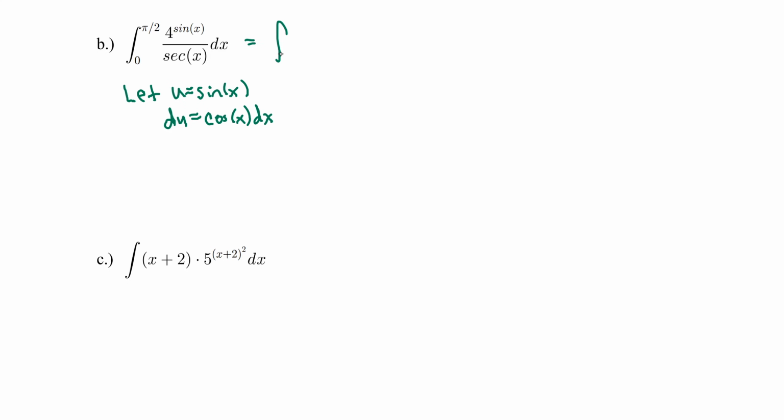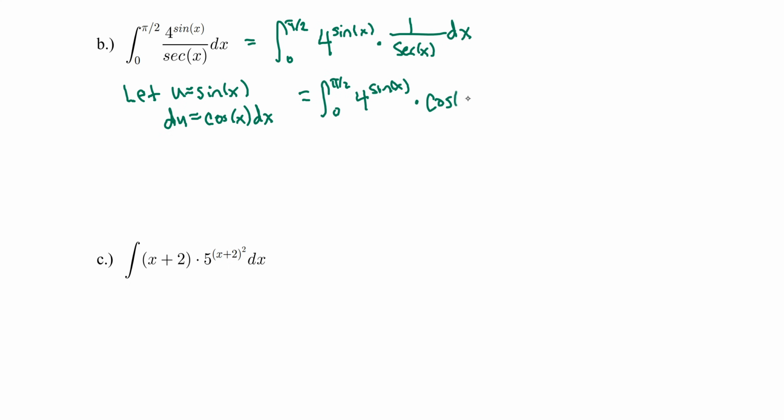Now, our next goal is to rewrite this integral completely in terms of u. So before I do that, let's recognize that the secant in the denominator is really a cosine function inverted. So we could rewrite this as 4 to the sine of x times 1 over secant of x dx. If it helps to write it like that, to recognize what I'm about to do, then we end up with 4 to the sine of x times cosine of x dx. That first step there you can skip if you can see how we get to that last step.